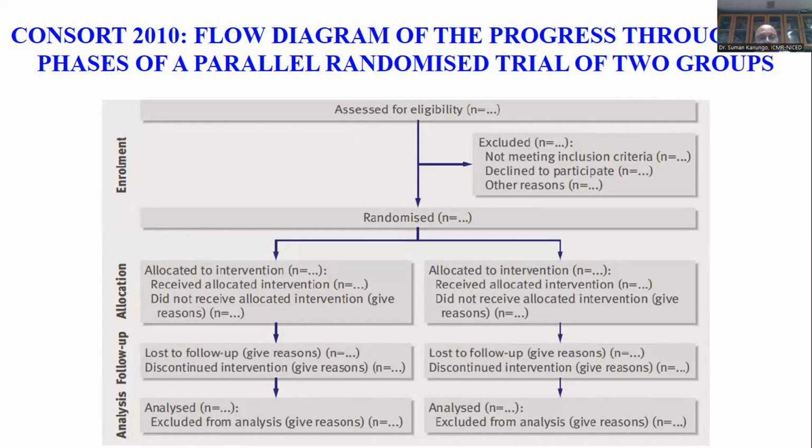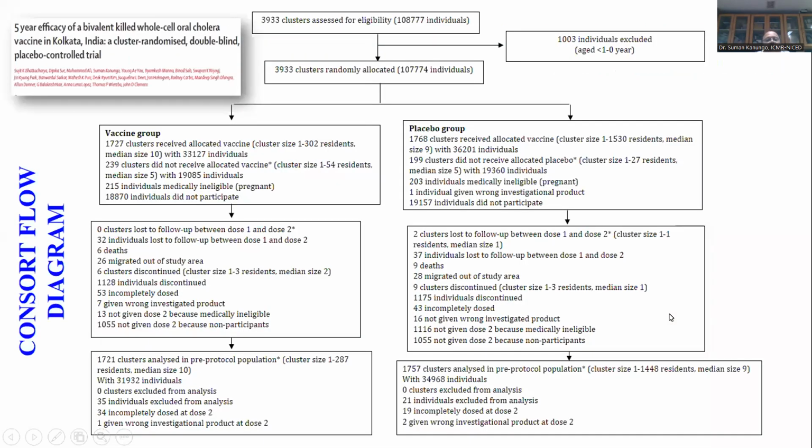Then loss to follow-up, how many? After that, your analysis comes, and those excluded from analysis. This is intention-to-treat or per-protocol. Again, for the control arm, all these things need to be given. So this is one typical example of how we did it.